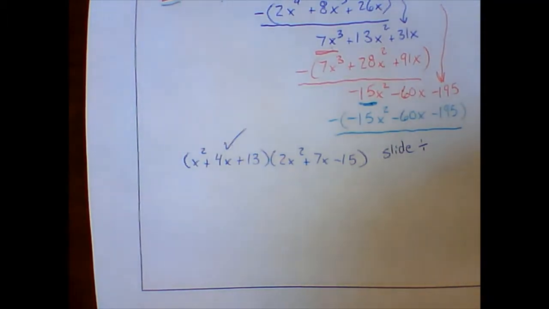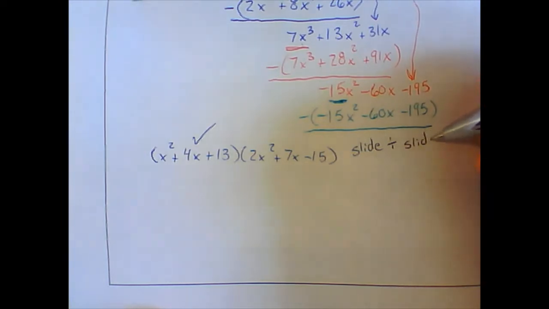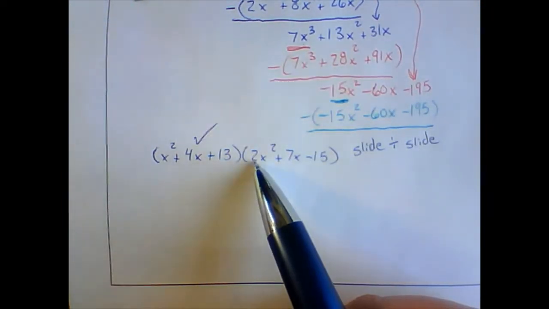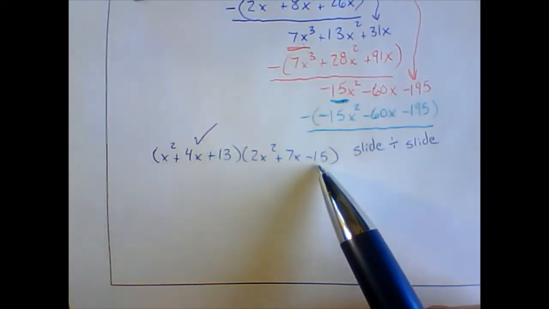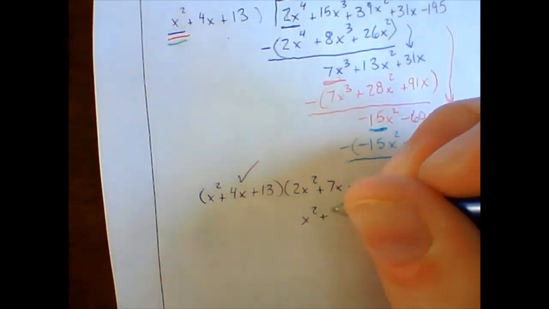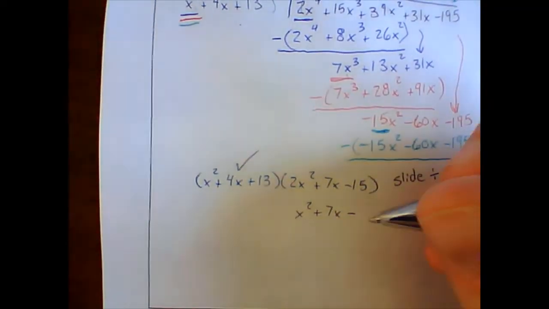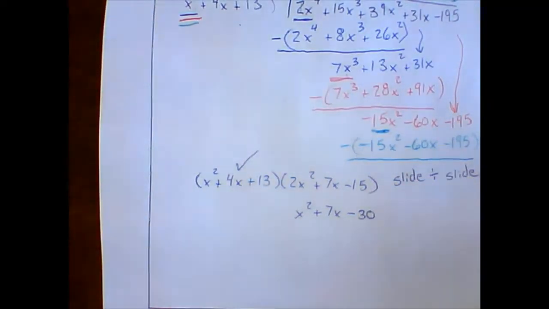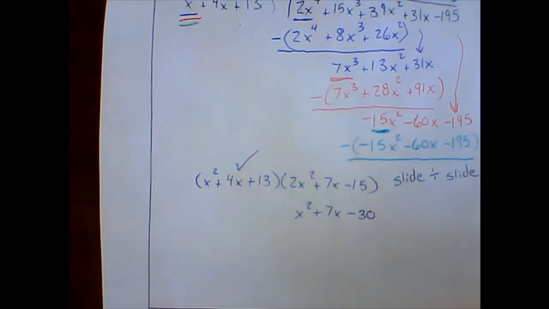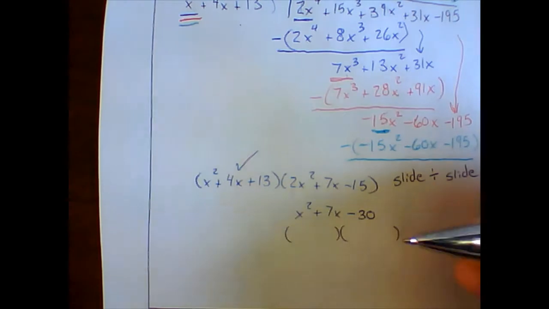So we're going to run slide divide here. Slide divide sometimes comes with another slide, so we're going to review how to do slide divide. Slide divide means in the beginning you take the front number, which is a 2, and you slide it into the back and multiply. So we have x squared plus 7x minus 30, and this is what we're going to factor.